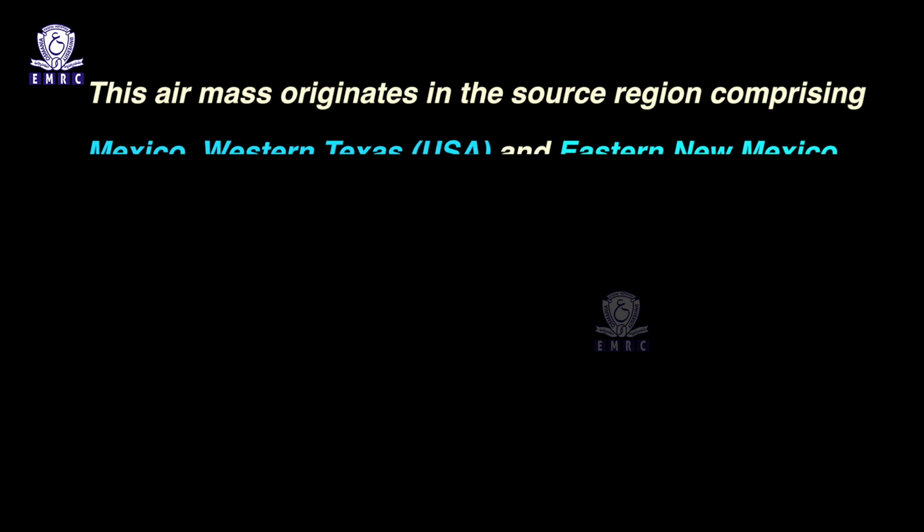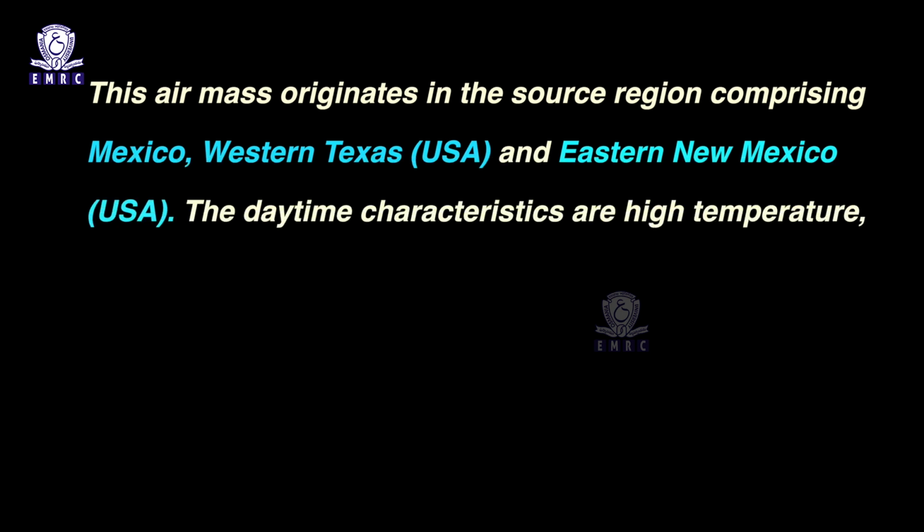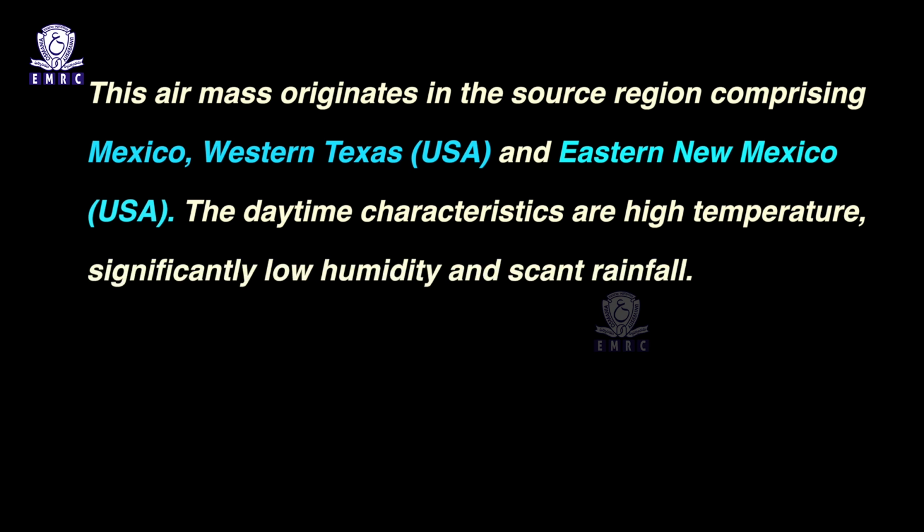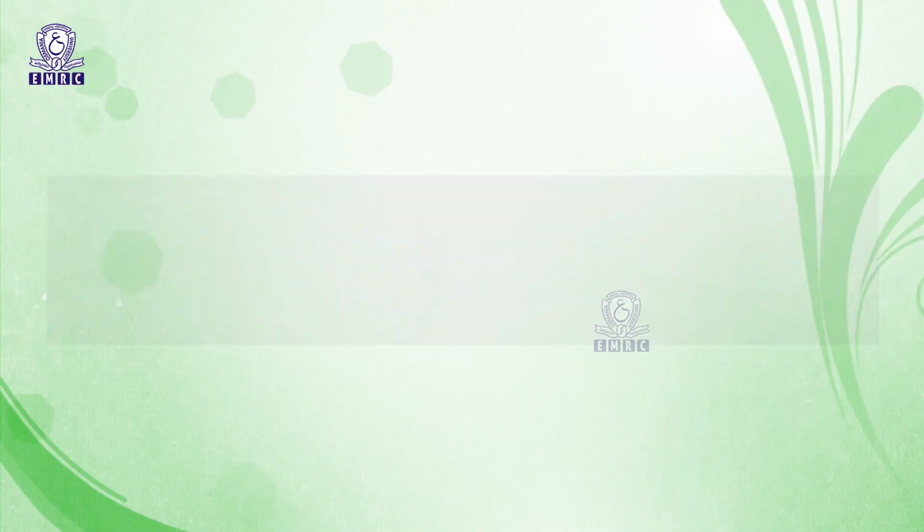Continental tropical air mass. This air mass originates in the source region comprising Mexico, western Texas and eastern New Mexico of the United States. The daytime characteristics are high temperature, significantly low humidity and scanty rainfall. The air mass moves to the Great Plains and causes extreme arid conditions. It produces drought conditions if it stays for a long period over an area.